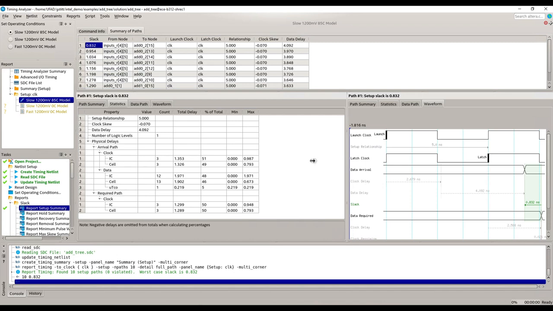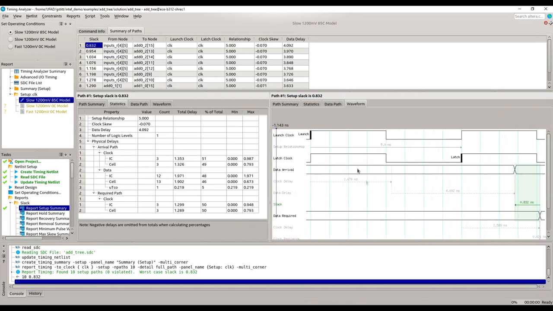If we look at the waveform view down here, we see something significantly different. So now our data arrival time is right here, and our data required time is over here. So our optimization, by pipelining the adders, we basically move the data arrival time to the left of the data required time, which is exactly what was needed. So this green arrow here shows that we now have a positive slack.